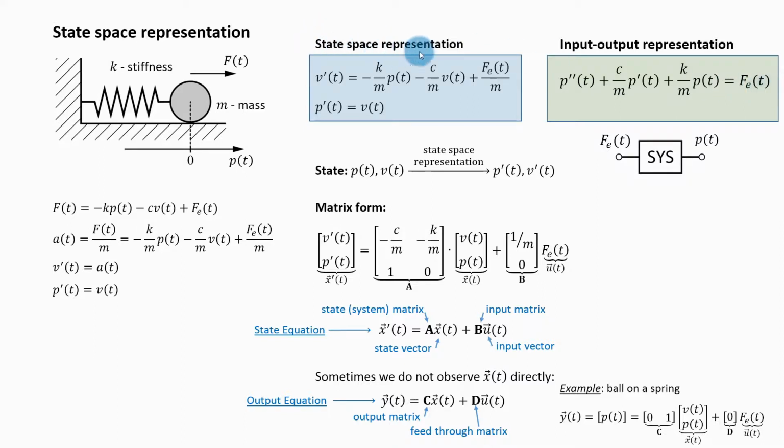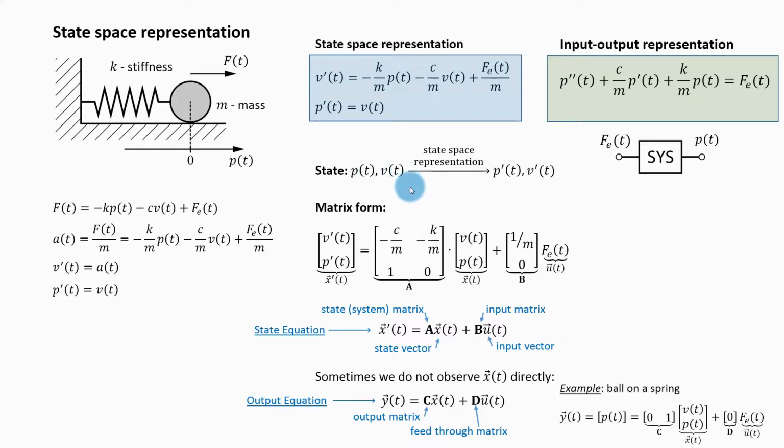The state space representation is a set of first-order differential equations that do not only describe the relationship between the output and the input of the system, but they also describe the development of the state of the system. What do I mean by the state of the system? The state is a set of values that can tell you enough about the system to predict its future behavior. In the case of this ball on the spring, to be able to predict what the ball will do, I need to know where it is and what its velocity is.